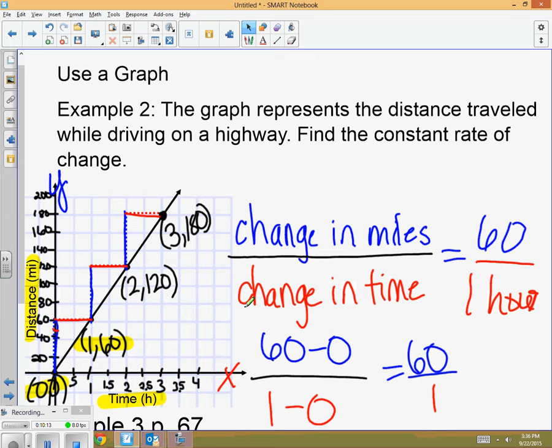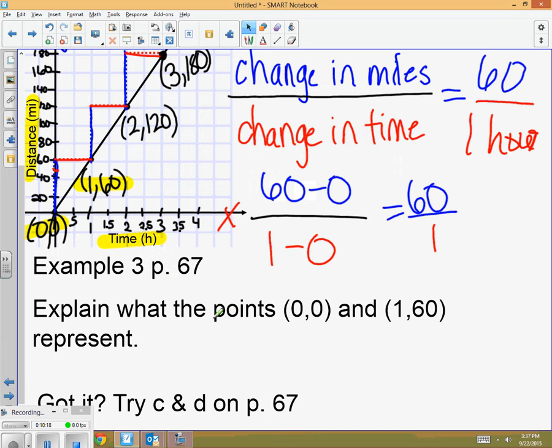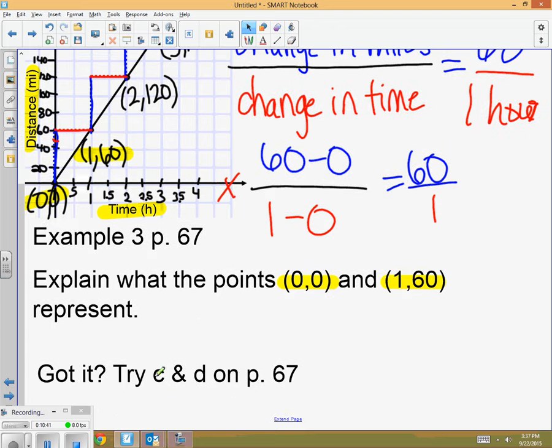It's up to you. For example 3, I would like you to explain what the points 0, 0, and 1, 60 represent. I mentioned that earlier in this video, so if you were listening carefully, you will already know the answer. If you need to replay example 2 for your hint, please do so now. Please write your answer in the work zone for number 3 to get credit for this assignment. When you are done, continue on with C and D on page 67. Please pause the video now to work on those 2 examples.